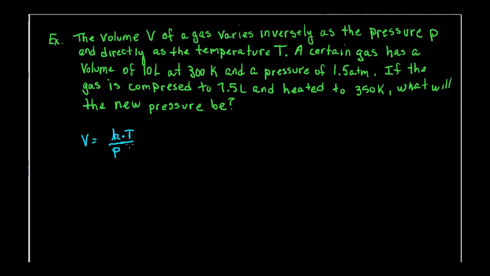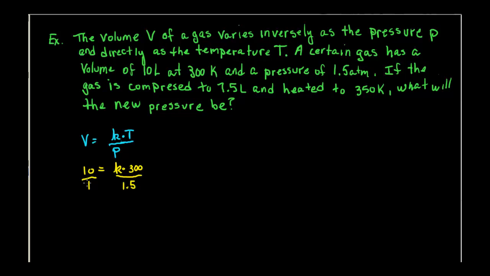Now, a certain gas has a volume of 10 liters, so I'm going to replace V with 10. We do not know the constant of variation. That's what we are looking for. We do know that the temperature is 300 Kelvin, so we replace T with 300. And we know the pressure is 1.5 atmospheres, so P is replaced with 1.5. Now, I'm going to think of it as 10 over 1.